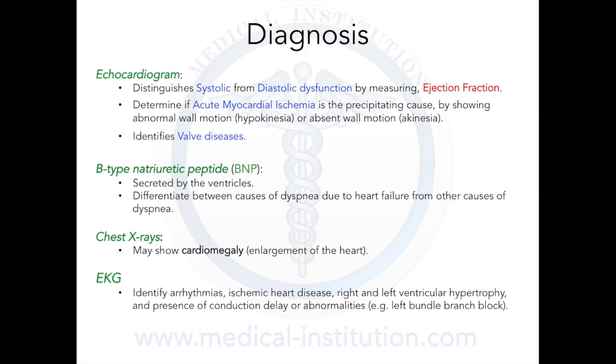EKG can also be used to identify any arrhythmias, ischemic heart diseases, right and left ventricular hypertrophy, and conduction delays or abnormalities, such as left bundle branch block.